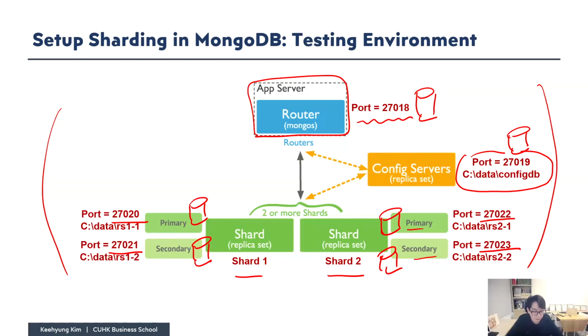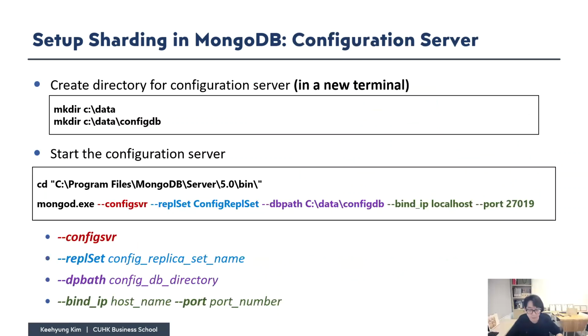Okay, so in this case, if I want to set up this system, this cluster, I need 1, 2, 3, 4, 5, 6 servers in total. So I'm going to use a different port number here to mimic that I have 6 different servers. So let me show you how we can configure this in MongoDB.